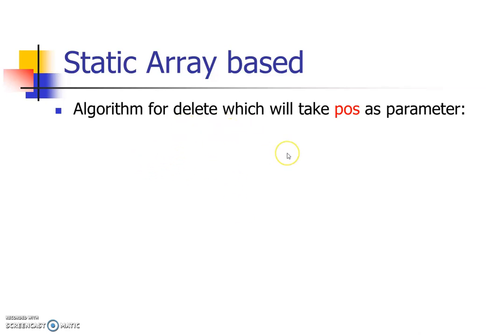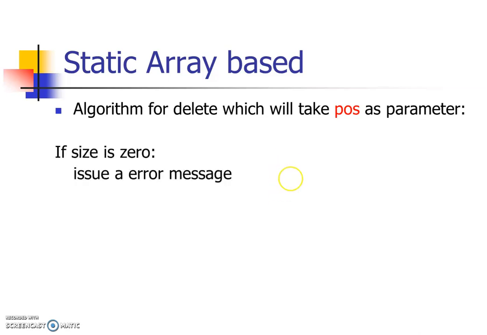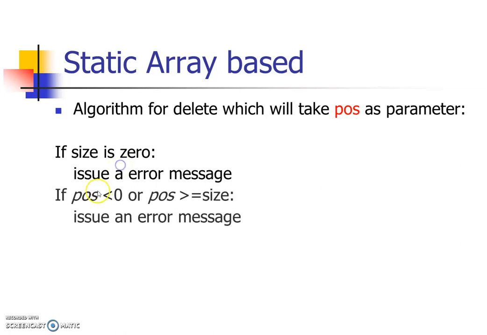Algorithm for delete, which takes position as a parameter. So unlike insert, the delete operation takes only one parameter, which is the position, indicating where you want to do the delete. So if size is 0, this is very easy to test. You can write the if statement to test if size equals 0, or you can use the empty function. So this should be very easy. What this line is trying to say is that if the size is equal to 0, that means there's nothing there and you are not supposed to delete anything.